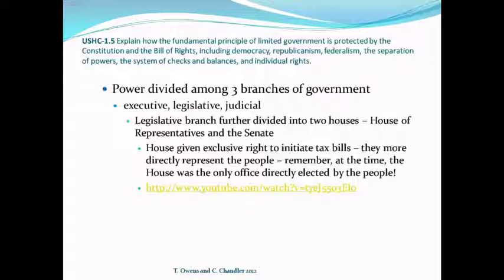The House of Representatives was given the exclusive right to set taxes. That's important to understand because if you go back to the Magna Carta, the people believed that they should be consulted when levying taxes. And since the House of Representatives is elected every 2 years, that is why they were given the power to initiate new tax bills.